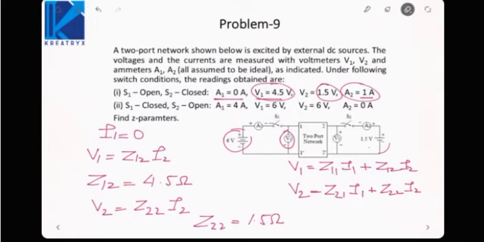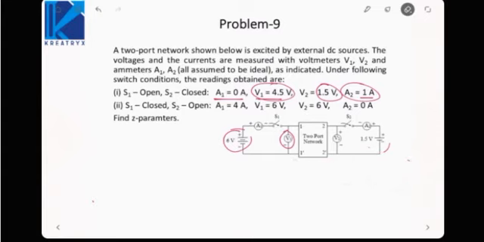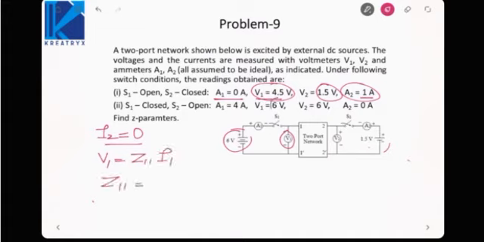In the next case it is saying that reading of ammeter 2 is 0. If reading of ammeter 2 is 0, that means I2 is 0. If I2 is 0, V1 will be equal to Z11 I1. So what is Z11? Reading of V1 by reading of I1, that is 6 by 4, that is 1.5 ohm. And what is V2? Z21 I1, which means Z21 is reading V2 by I1, 6 by 4, that is 1.5 ohm.